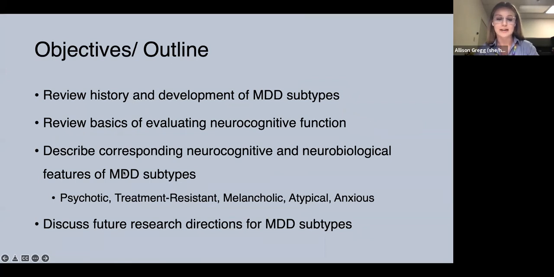So starting with an outline of what we can expect to review today, we'll start with the history and development of MDD subtypes conceptually. And then a theme running throughout this presentation will be some background on neurocognitive functioning with all of the major depressive disorder subtypes. So we'll talk through some of the basics of evaluating neurocognitive functioning, some of the neurocognitive domains and the way that neuropsychologists evaluate those, just for some context. And then we'll get through to all the subtypes more specifically, discussing their corresponding neurocognitive and neurobiological features. The 5 subtypes we'll be focusing on today will be psychotic, treatment-resistant, melancholic, atypical, and then anxious depression. And then we'll conclude by discussing future research directions regarding the MDD subtypes.